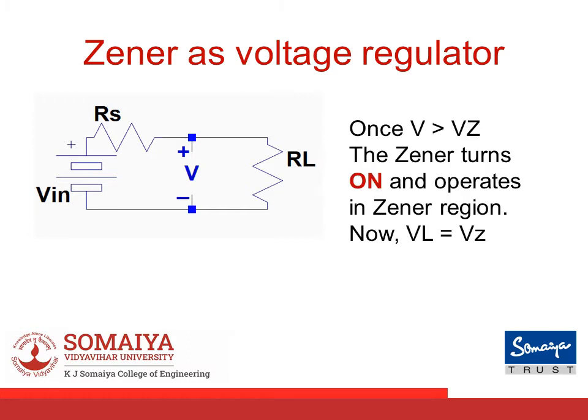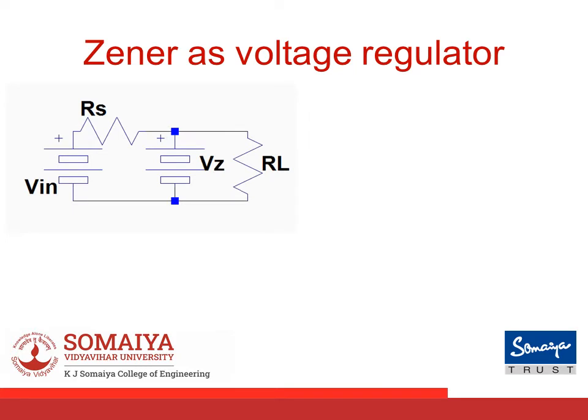Now, once this voltage across the Zener, which is V, is greater than Vz, we can say the Zener has turned on and operates in the Zener region. Now, the voltage drop across the load resistance VL will be equal to Vz. The circuit shown here is an equivalent circuit where the Zener is replaced by a battery with potential Vz.